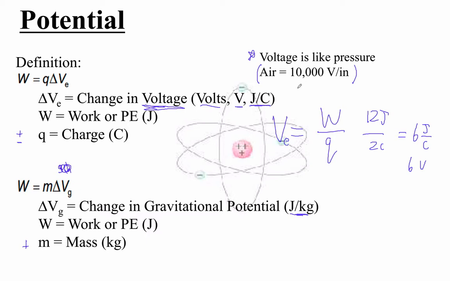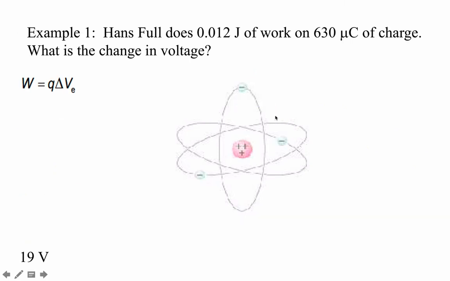Okay, let's do a couple of examples here. This is a fairly simple concept. Hans Full does 0.012 joules of work on 630 microcoulombs of charge. What's the change in voltage? So the work is 0.012 joules, and Q is 630 times 10 to the minus 6 coulombs. And then what is the change in voltage?